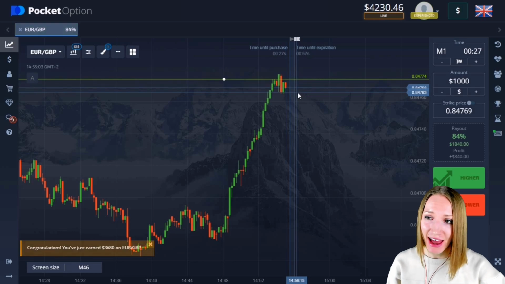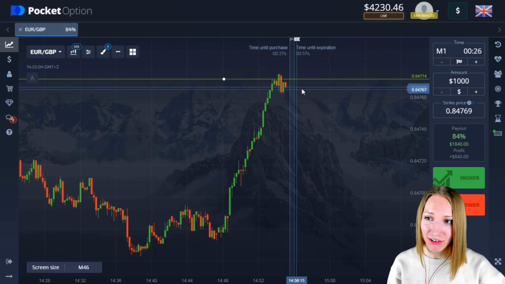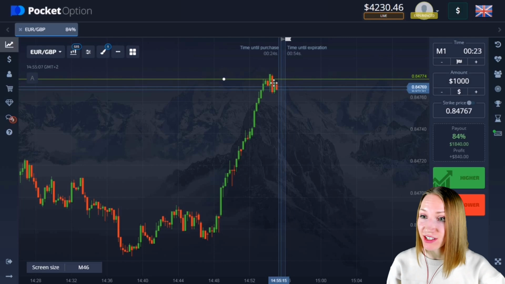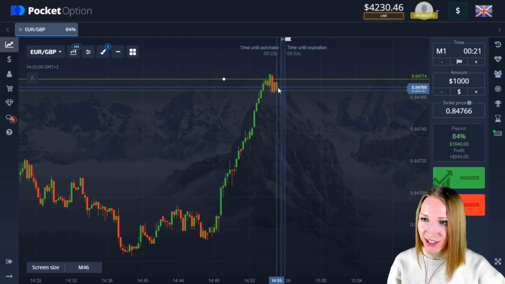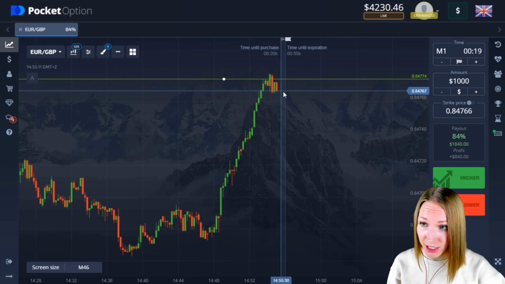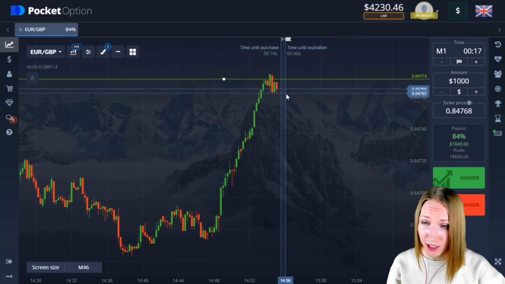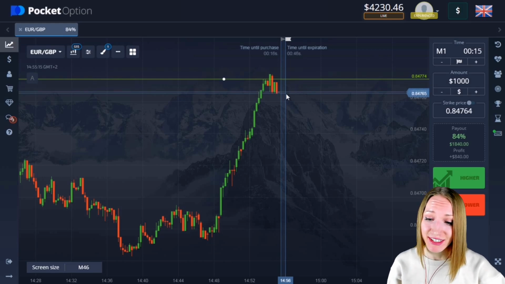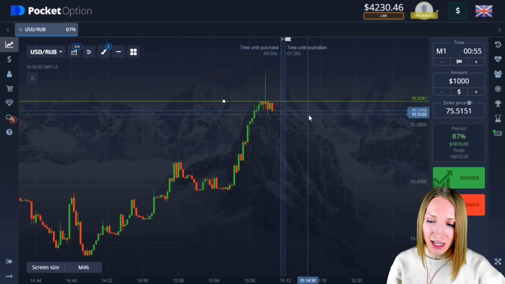Well guys, it's not bad. There was the pullback down and here we have got the profit. So 1 minute was enough here. So after the small flat the price really bounced down and here we have got the very awesome result. So let's continue.